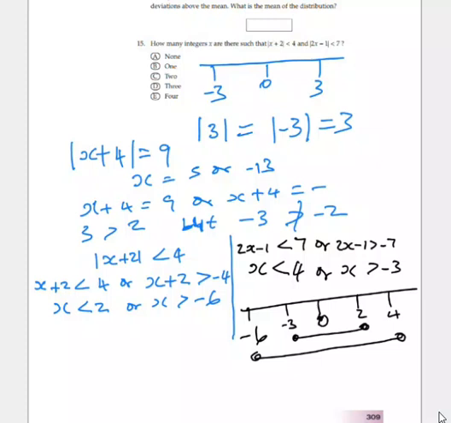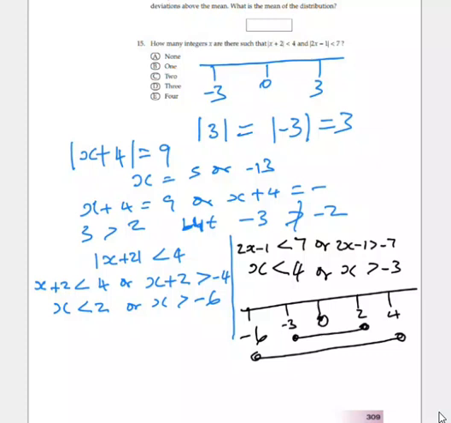For instance, when we said s is greater than minus 6, it's possible that it's not greater than minus 5. But when we say that s is greater than minus 3, that means it's already greater than minus 6 too, because minus 3 is greater than minus 6.